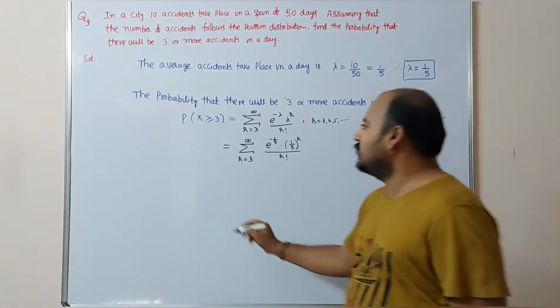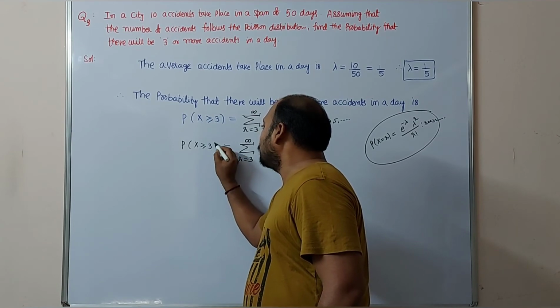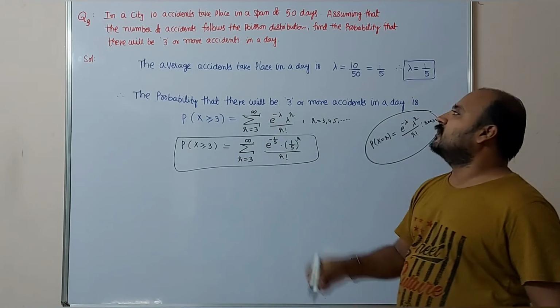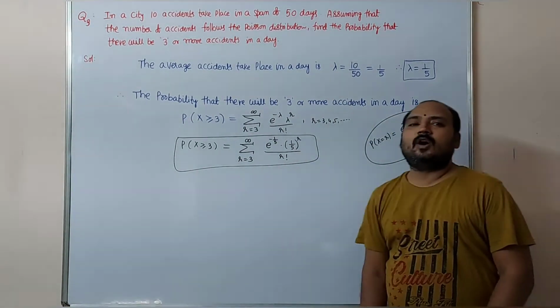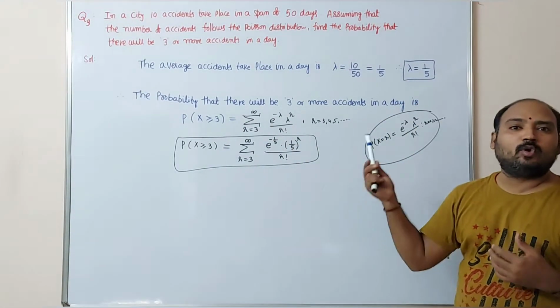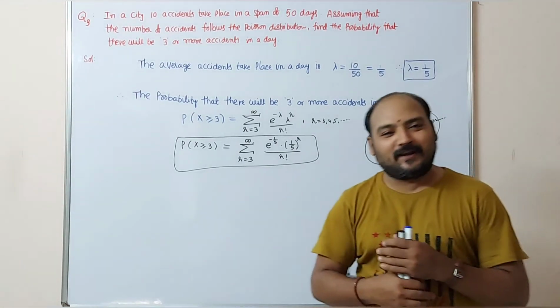That's our answer. So the probability that there will be 3 or more accidents in a day is sigma r is equal to 3 to infinity e power minus 1 by 5 into 1 by 5 whole power r by r factorial. We'll move on to the next question.